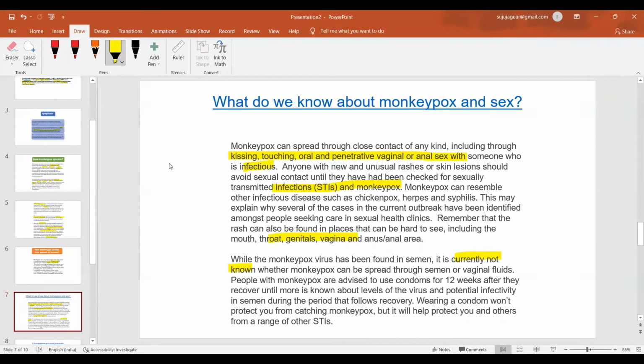Recently, the main issue has been the relation between monkeypox and sex. Monkeypox can spread through close contact of any kind, including kissing, touching, oral or penetrative vaginal or anal sex with someone who is infectious. Anyone with new and unusual rashes or skin lesions should avoid sexual contact until they have been checked for sexually transmitted infections and monkeypox. While the monkeypox virus has been found in semen, it's not currently known whether monkeypox can be spread through semen or vaginal fluids. People with monkeypox are advised to use condoms for 12 weeks after they recover.